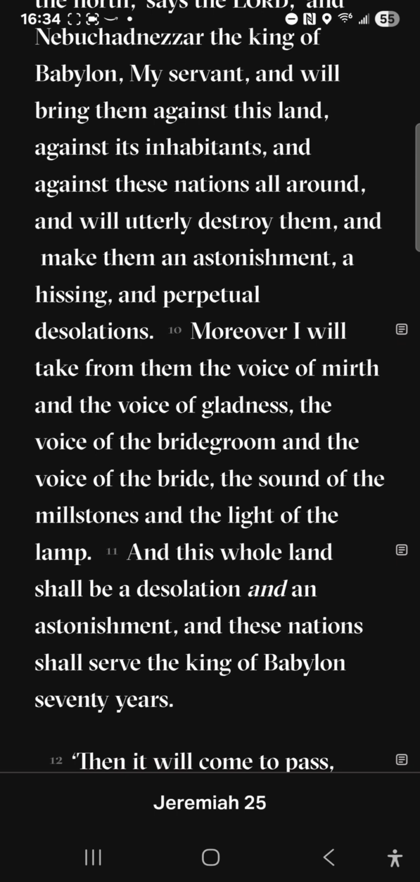Moreover, I will take from them the voice of mirth. Mirth is a type of alcohol, kind of like wine. And the voice of gladness, the voice of the bridegroom and the voice of the bride, the sound of the millstones and the light of the lamp. And I just wanted to really emphasize that, because this is also what it says in Revelation 18. And this whole land shall be a desolation and an astonishment, and these nations shall serve the king of Babylon 70 years.